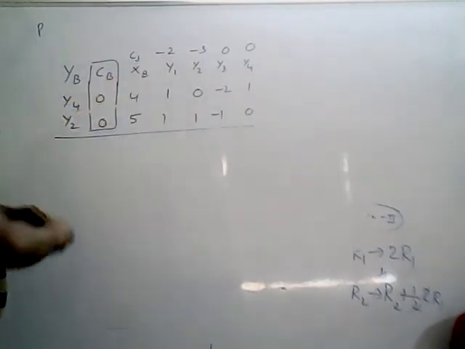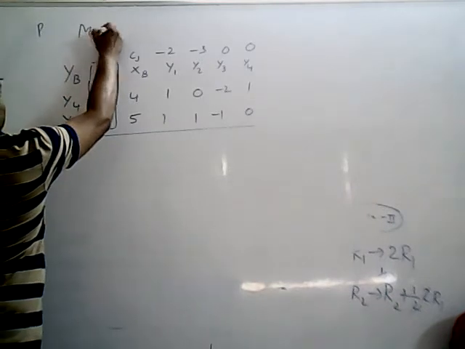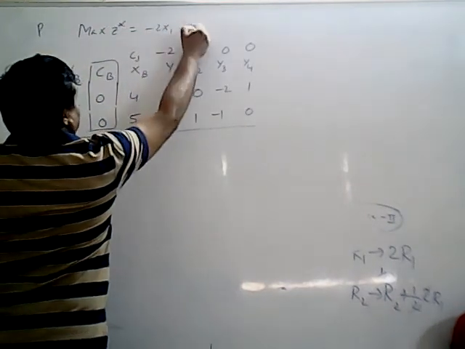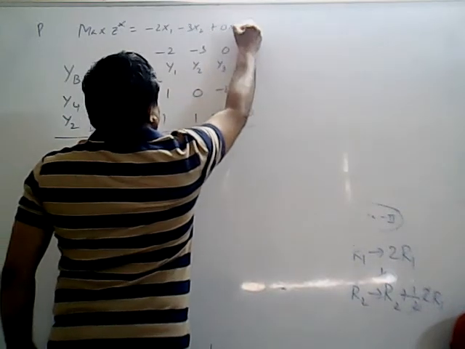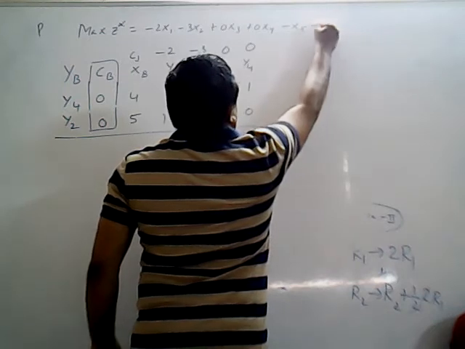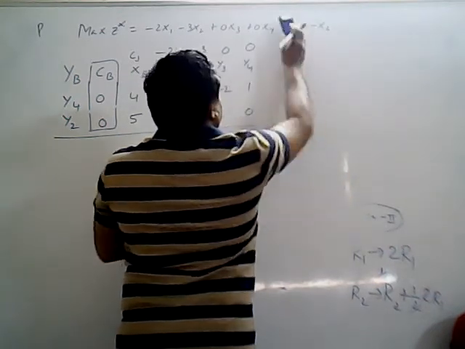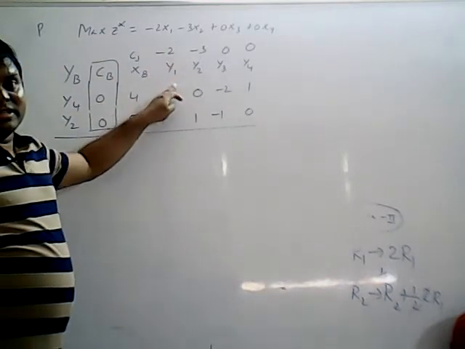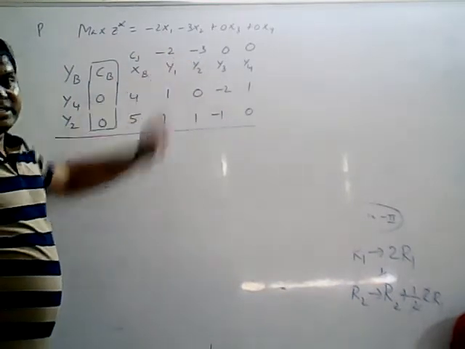The original objective function is maximum z star equal to minus 2x1 minus 3x2 plus 0x3 plus 0x4 minus x5 minus x6. Artificial variables are not required now. So this is the objective function. Original variables: I am considering y1 as minus 2 and y2 as minus 3.